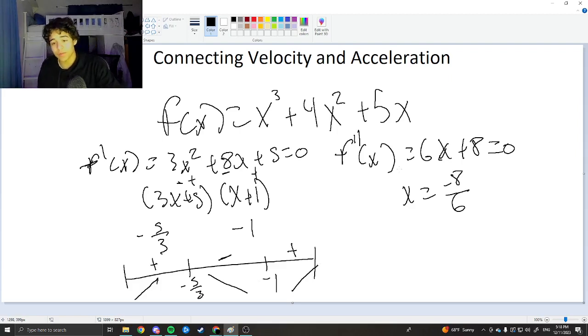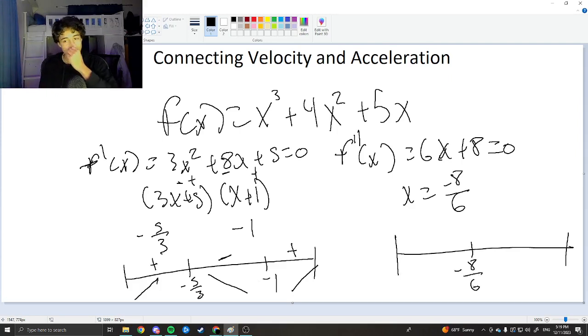And now if we put a number line for our concavity, and we put negative 8 over 6, if we plug in a number less than negative 8 over 6 into our function, we're going to get a negative. And if we plug in a number greater than negative 8 over 6 into our function, we're going to end up with a positive, right? Because let's say we plug in a negative 2 for this side. We'll get negative 12 plus 8, which is going to end up being negative, right? Let's say we plug in 0 for the right side. We'll get 0 plus 8, which is going to be a positive number.